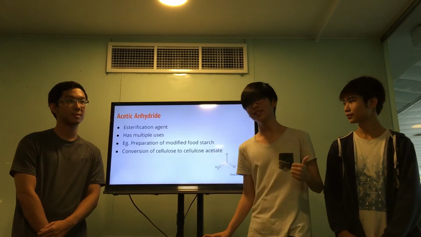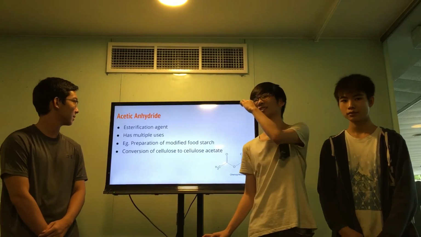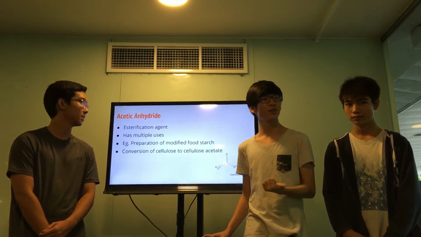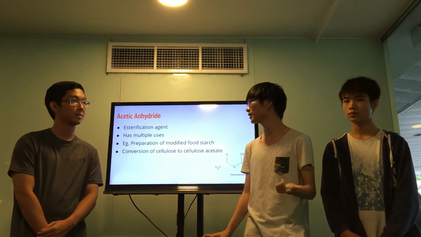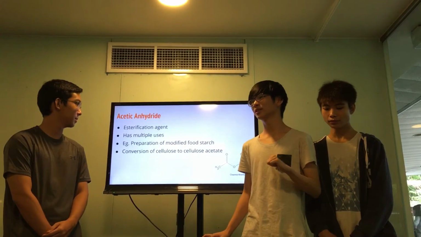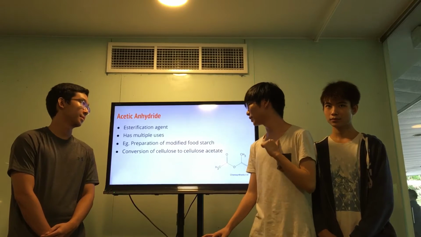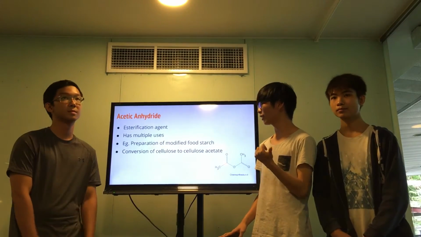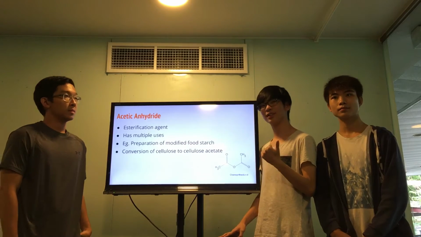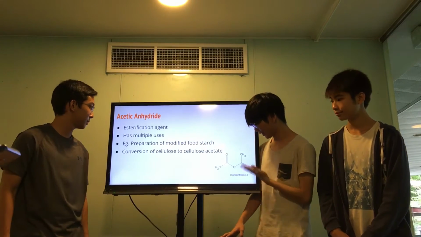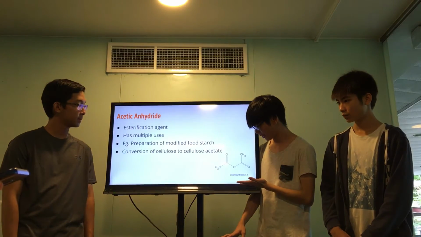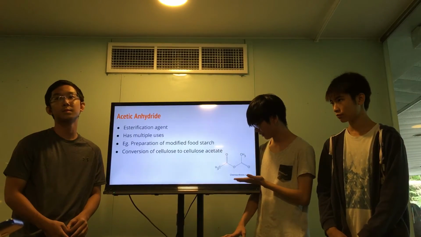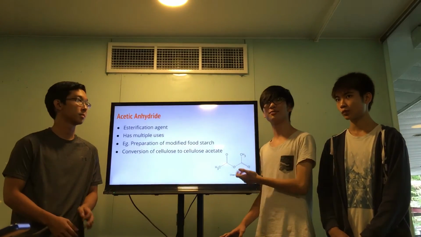So, acetic anhydride is an esterification agent which is used in the process. It has multiple uses also, for example, the preparation of modified food starch and conversion of cellulose to cellulose acetate. So here, as you can see, is a chemical structure of the acetic anhydride.